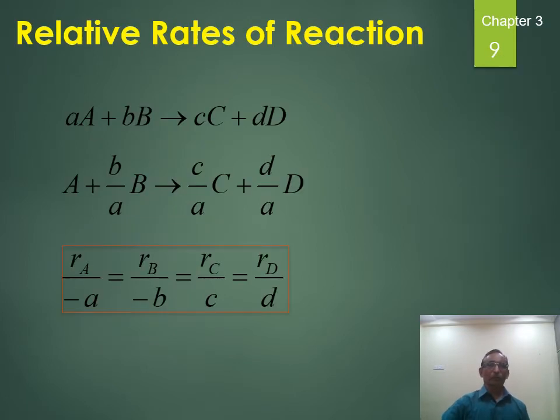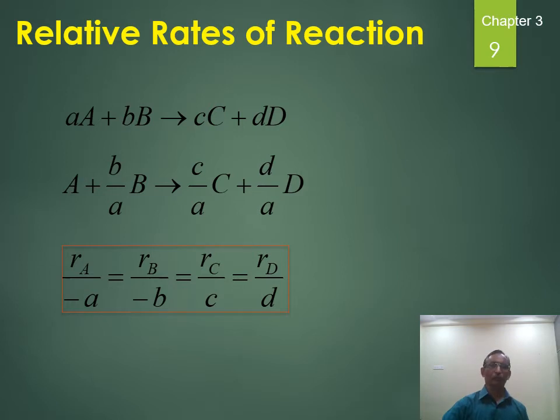Then you are going to study another part. Just now you studied the rate laws and how to identify the order of the reaction. Now we are going to study the relative rates of the reaction, and how they are compared. In general, consider the reaction aA plus bB gives cC plus dD. Capital A, B, C, D are species of the reaction. Small a, b, c, d are stoichiometric coefficients.